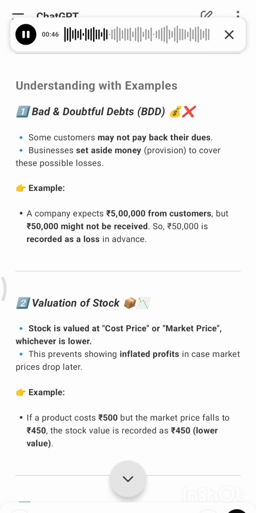2. Valuation of stock. Stock is valued at cost price or market price, whichever is lower. This prevents showing inflated profits in case market prices drop later. Example: if a product costs 500, but the market price falls to 450, the stock value is recorded as 450, the lower value.